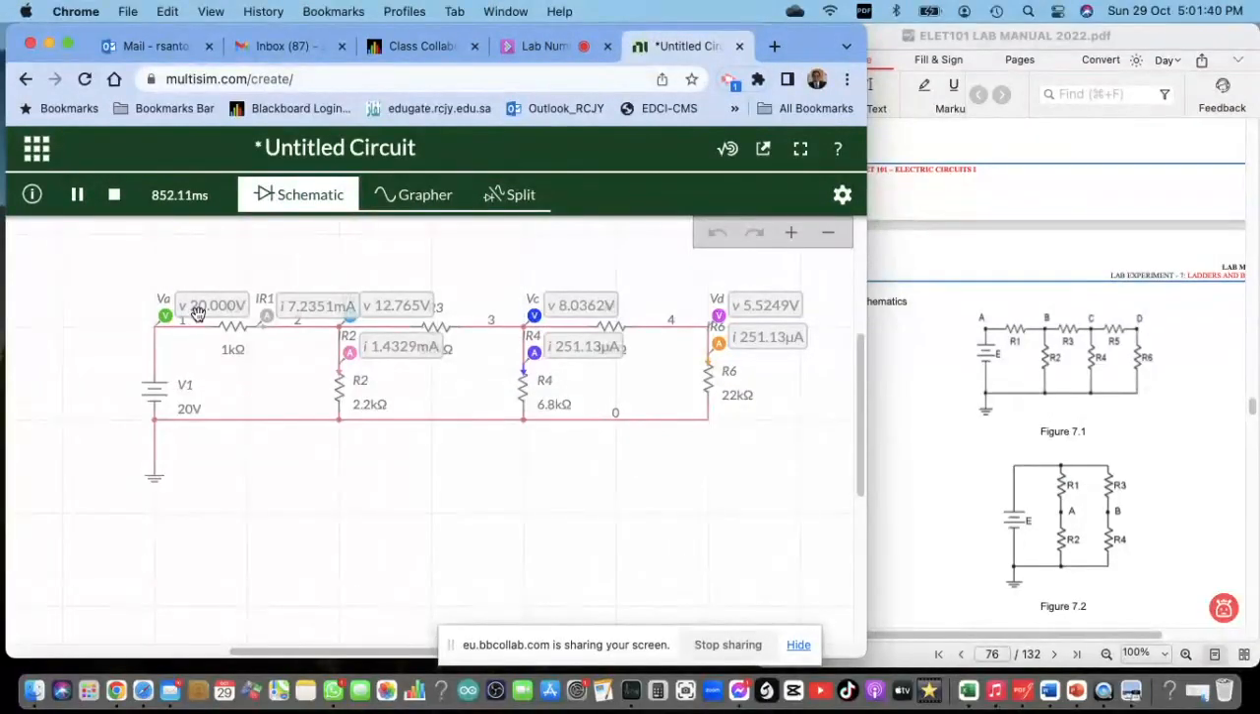All right, so we have VA as 20 volt. We have V2 here, 12.76. VA is 20, VB is 12.76, VC is 8.03, VD is 5.5. As well as the current here, we have 7.23 milliampere IR1, IR2 1.43, IR4 251.13 microampere, which is also the same as 0.25 milliampere. Same as this one, 251.13. Why the same current? IR4 is the same as IR6. Same value. Any comment?